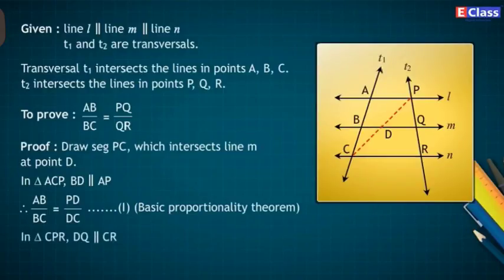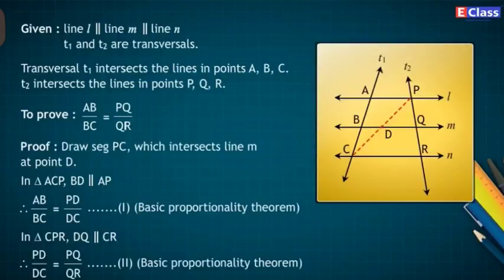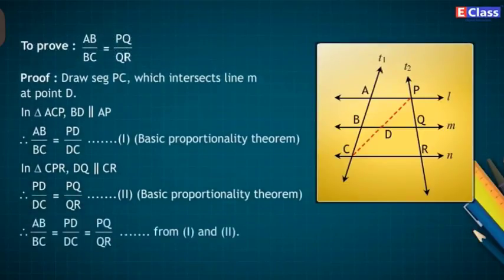In triangle CPR, DQ is parallel to CR. Therefore, PD upon DC is equal to PQ upon QR by basic proportionality theorem. Let us mark it as statement 2. Therefore, AB upon BC is equal to PD upon DC, which is equal to PQ upon QR, from statements 1 and 2. Therefore, AB upon BC is equal to PQ upon QR.